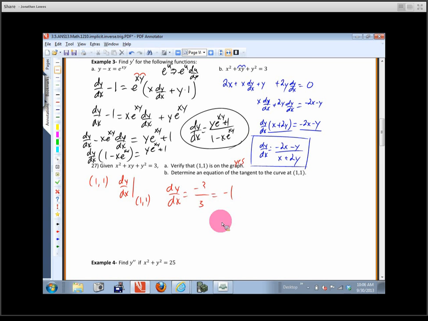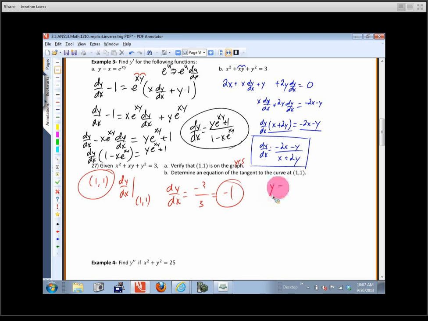Now, did I make any little arithmetic errors or anything like that? As ugly as this derivative is, it's the same as the ones that we were finding earlier on in this course. We need a point, and we need a slope, and we can come up with the equation of the tangent line. And I'm going to write it like this.